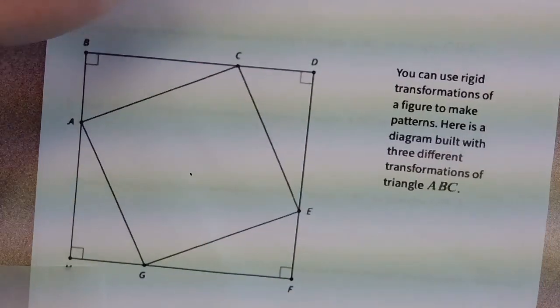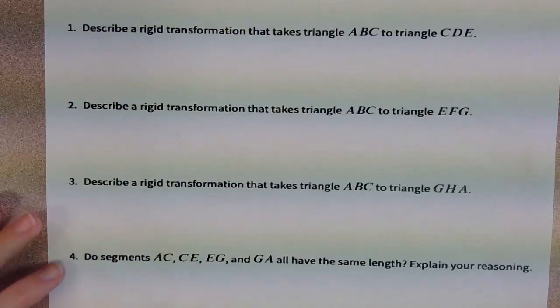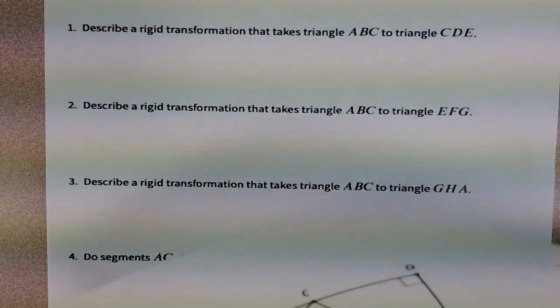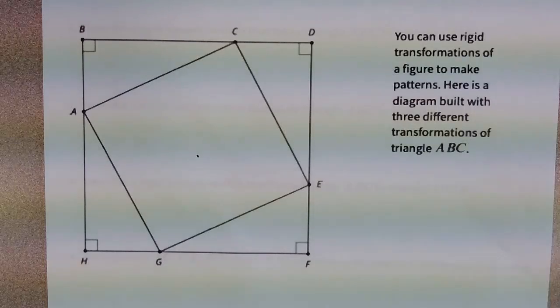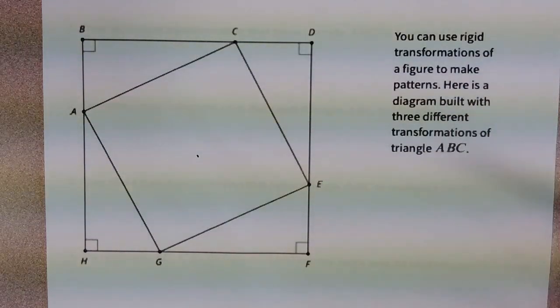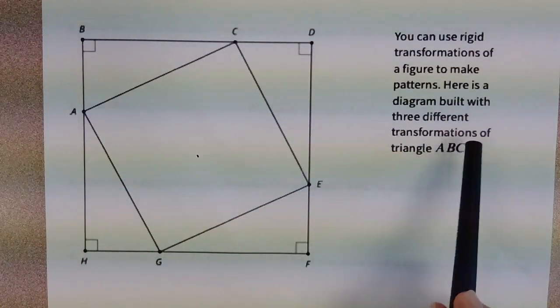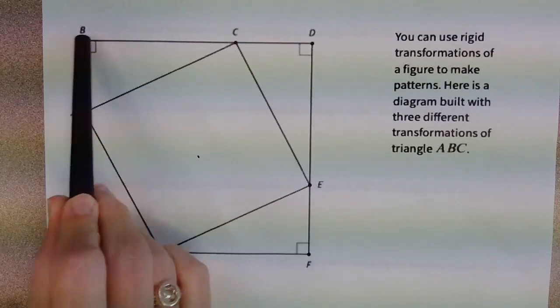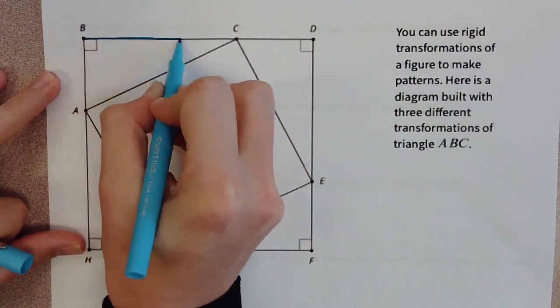And this activity is wanting us to use this image to look at these 4 questions. Okay, so we're going to be using rigid transformations. Remember, that means that none of the lines are getting wiggly or changing and the shape is staying the same to make patterns. So here's a diagram built with 3 different transformations of triangle ABC. So this is our original, okay? I'm going to make him a different color just so you know ABC is our original.